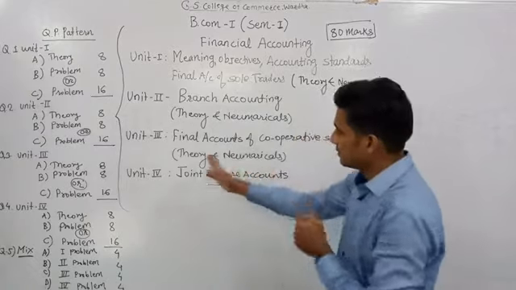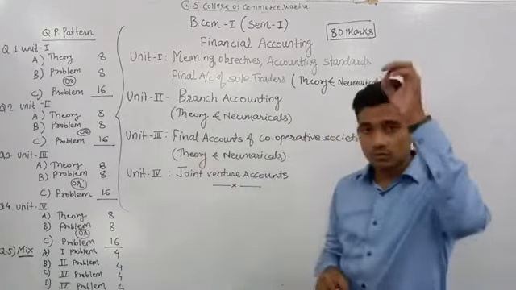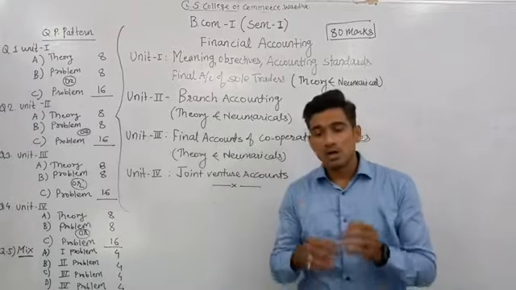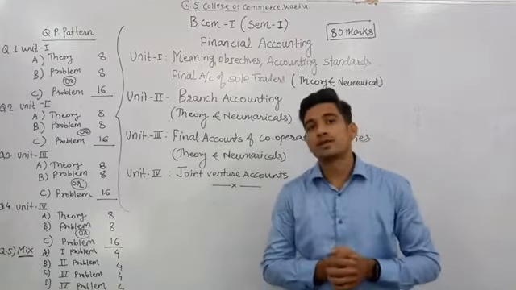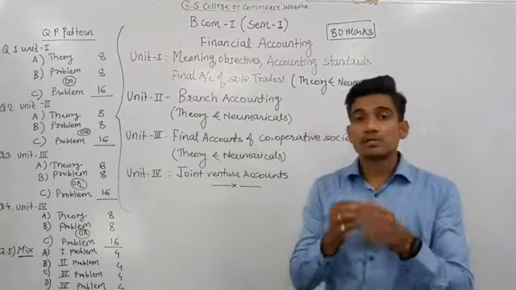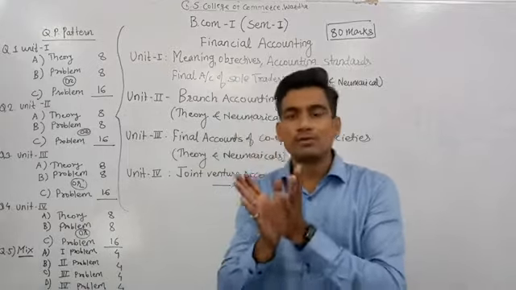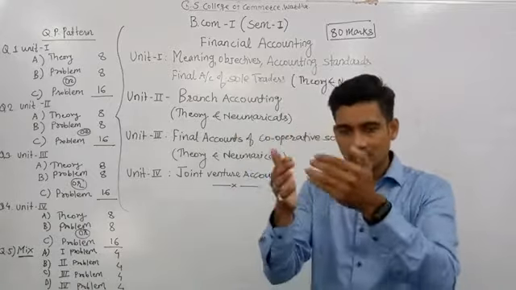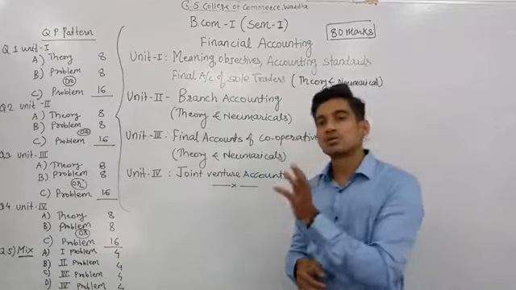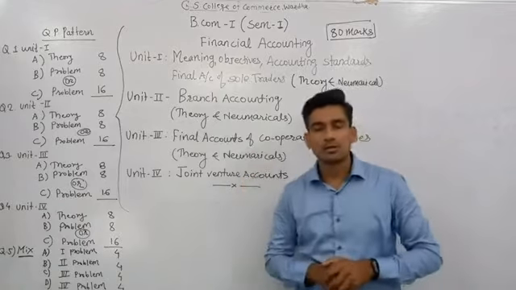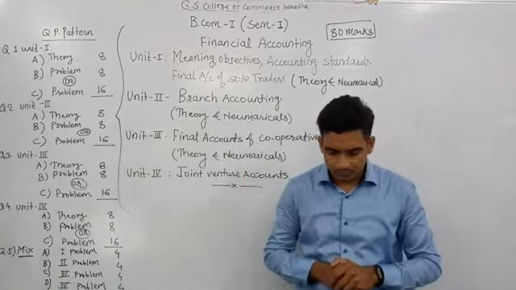Because in the theoretical approach, first we have to write out the rules. What are the rules? How much percentage of profit has to be transferred? How much percentage of reserves has to be kept? All that we have to see first in theory, and after that we have to start solving the problems of final accounts of cooperative societies.